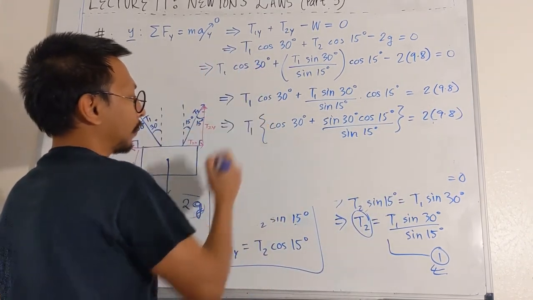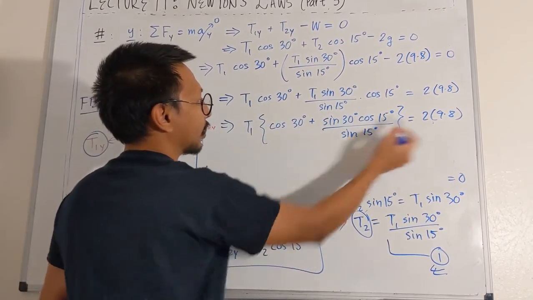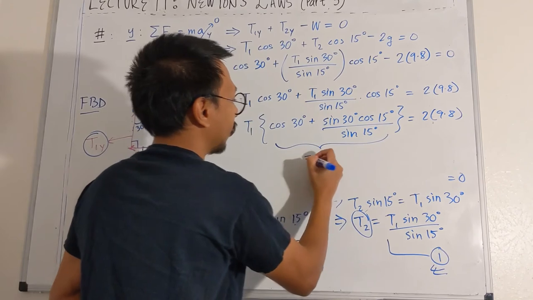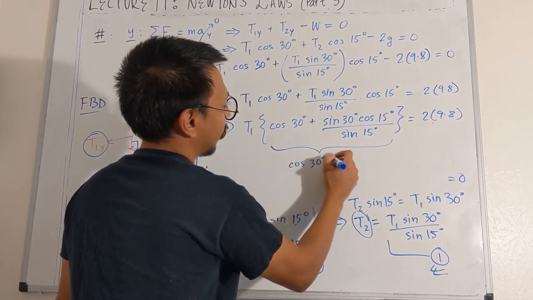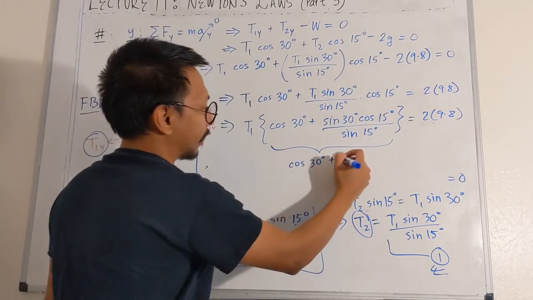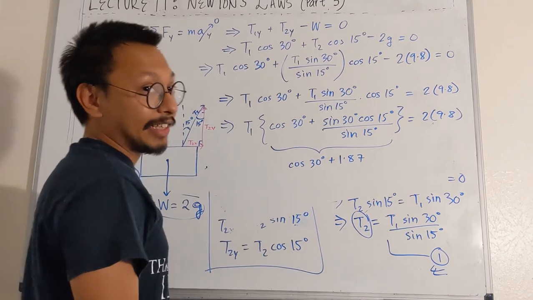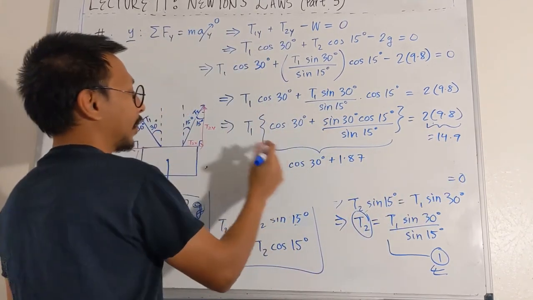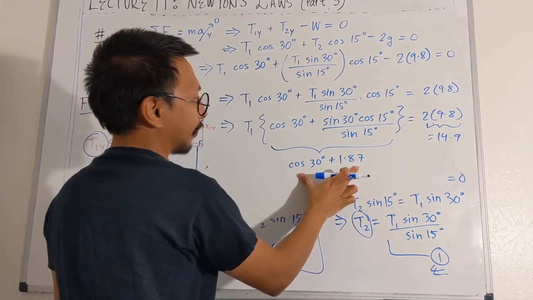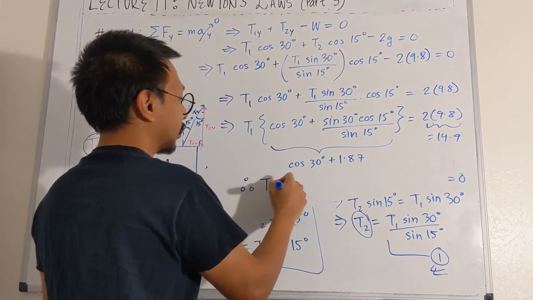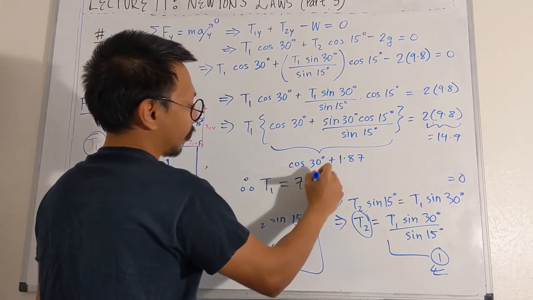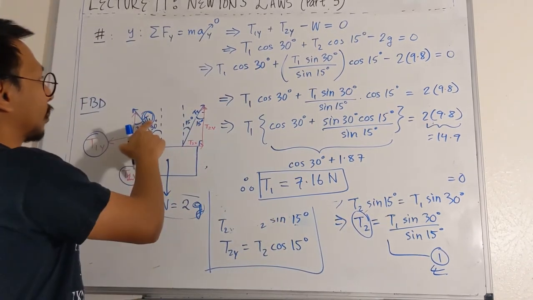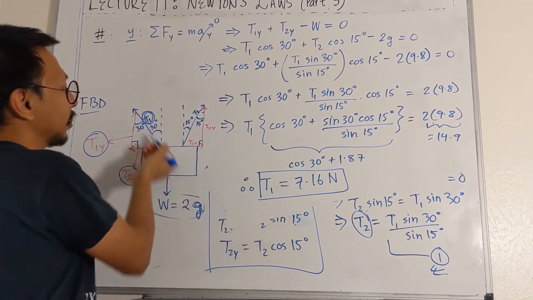So what is our goal? Our goal is to find T1. So we divide both sides of this equation by this whole thing. What does this whole thing come out to be? This whole thing is cosine 30 plus this term, which is 1.87, and remember to keep your calculator modes in degrees, not radians, and this is 14.9. So if we divide both sides by cosine 30 plus 1.87, then we have T1 equals 7.16 newtons. So this is the resultant tension, or the total tension in string 1.